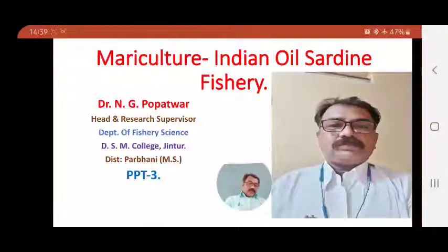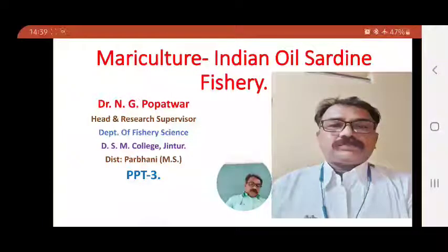Fishing starts in July following the commencement of the southwest monsoon, and landings are maximum during the period October to December. During the October to December months, the maximum sardine is caught.